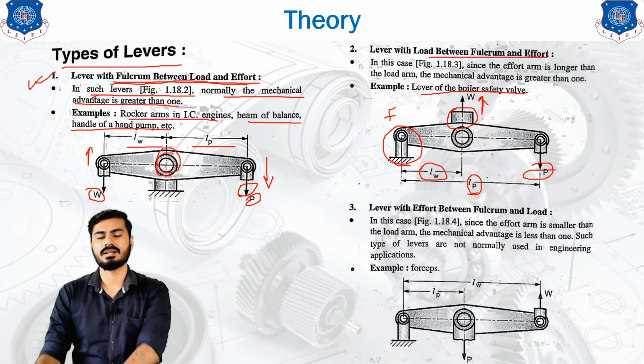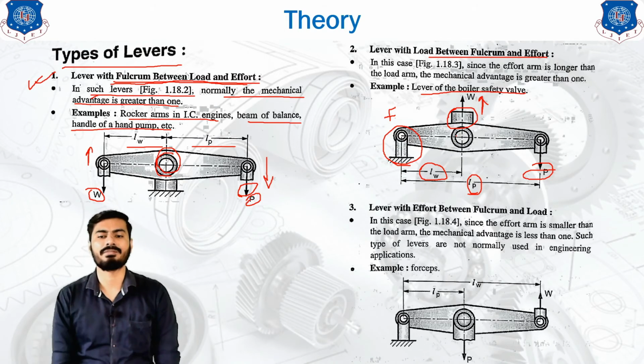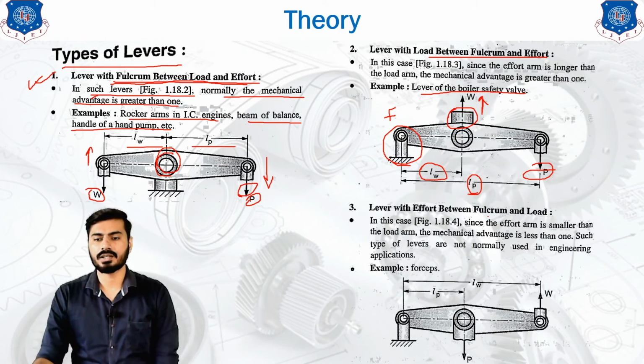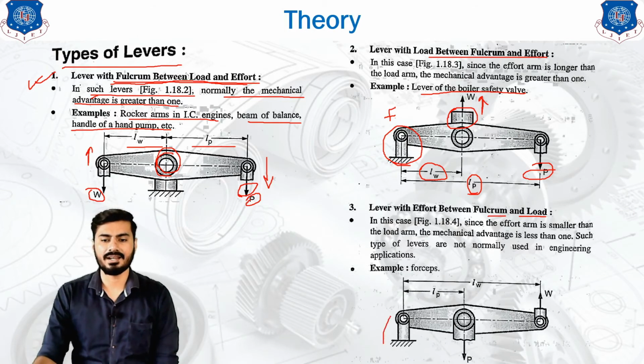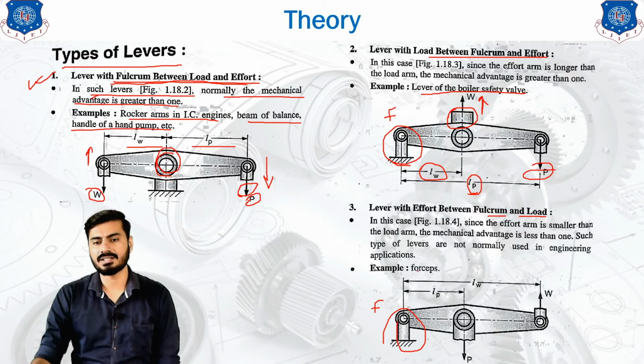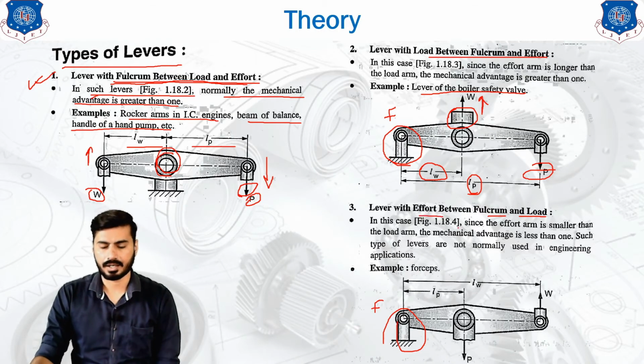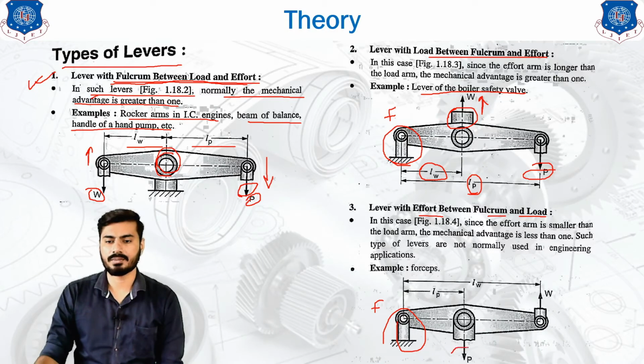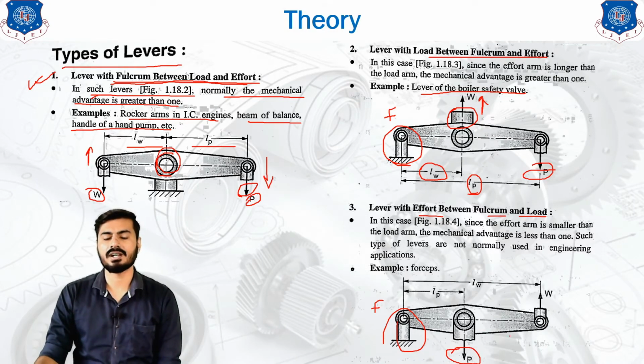Now we will see another type, that is the lever with the effort between the fulcrum and load. So the effort is between the fulcrum and load. Again, the fulcrum will be taken out to the side, left side. As you can see, this is the fulcrum, and fulcrum is located at the end of the lever. Now we will see that what is between the fulcrum and the load, that is effort. So effort is between the fulcrum and the load, and that's why we have represented it over here.